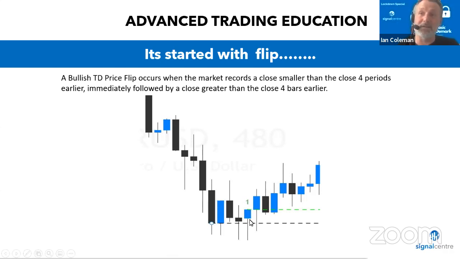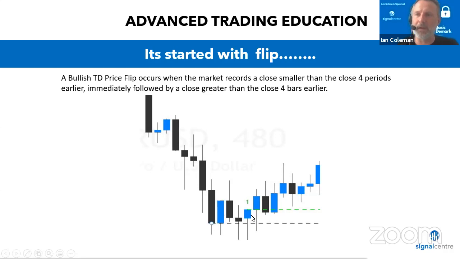We've seen a nice hammer bottom, good rejection of lows, and then a close up near the highs. So a bullish TD price flip occurs when the market records a close smaller than the close 4 periods earlier, or lower than that, I should say. Here, we count back, this is the candle, 1, 2, 3, 4, so clearly lower, immediately followed by a close greater than the close 4 bars earlier. So 1, 2, 3, 4.